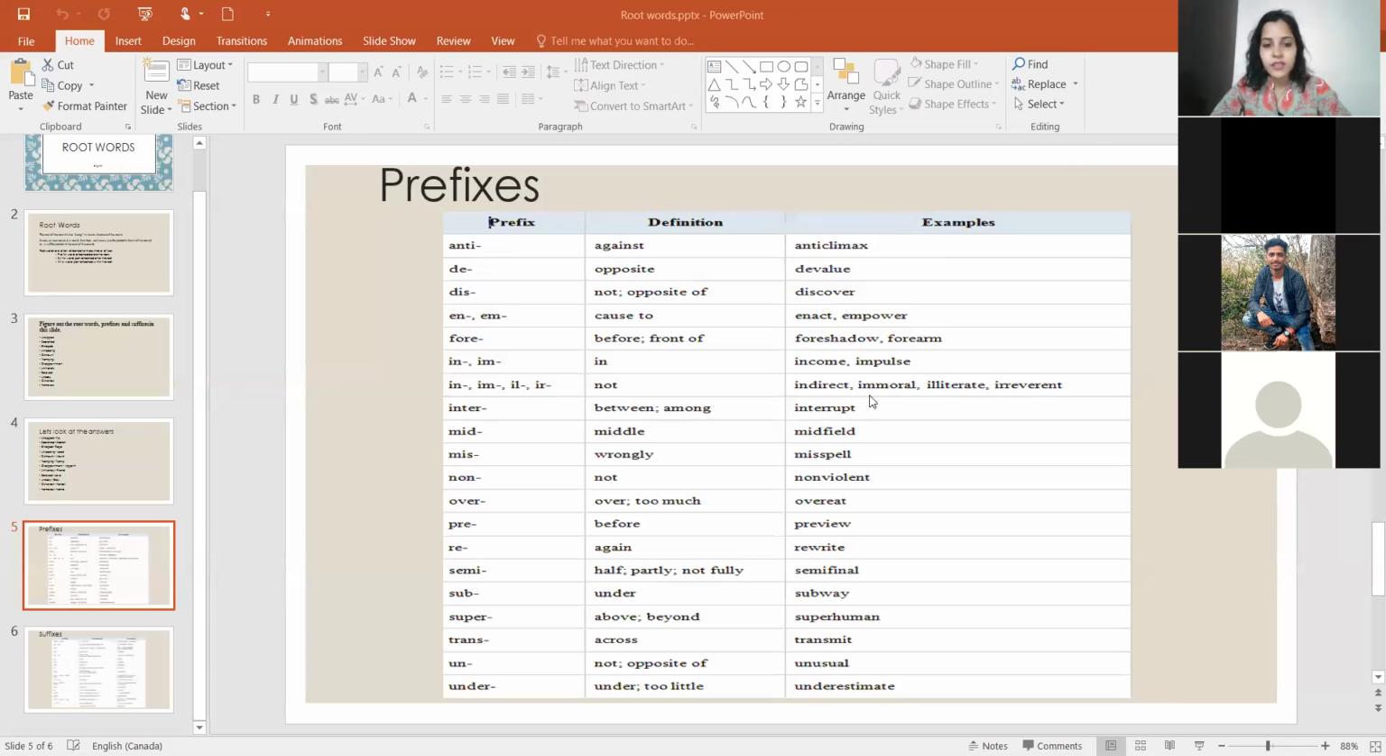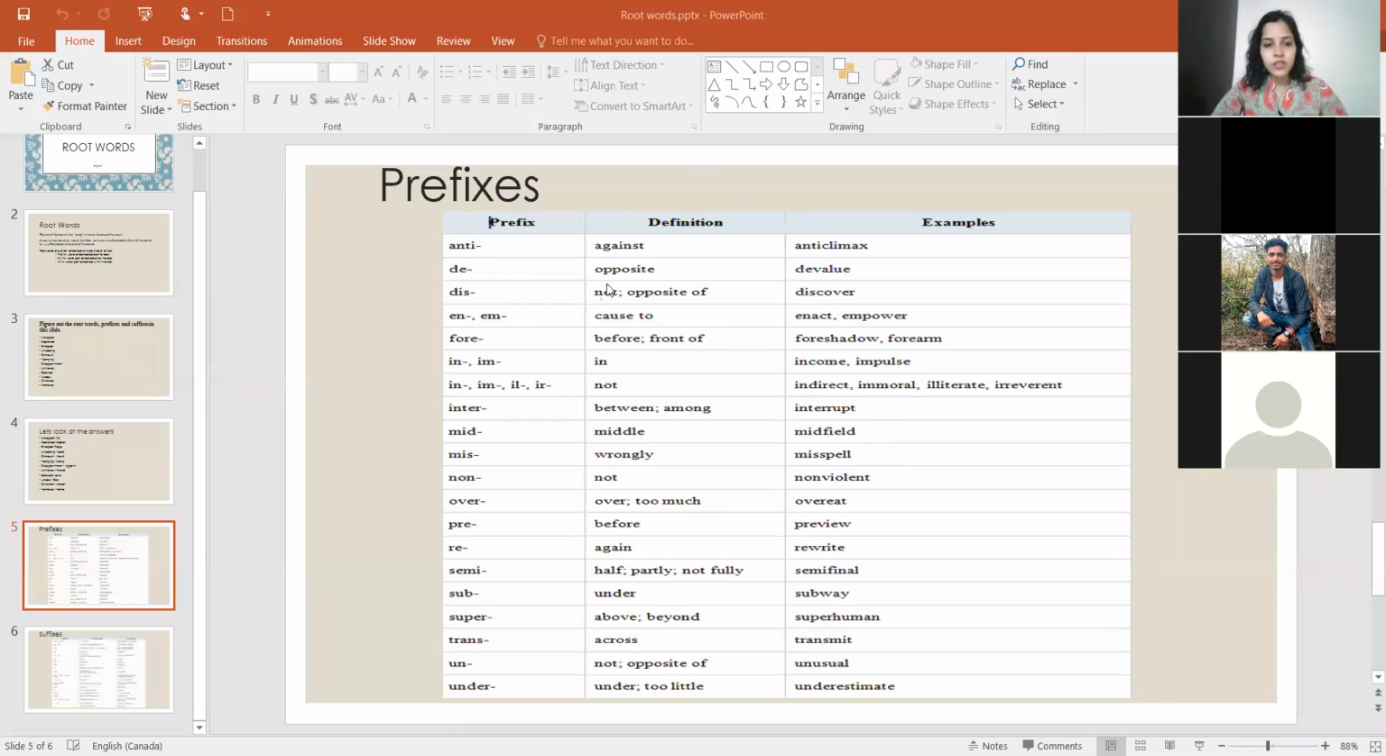Disable, disappointment, dislike, yes, disrespect, disjoint, disconnect, disadvantage, very true, disown, yes, discharge, okay, dishonest, disqualify, yes, again, yes, dislike, these are all true. So these are all correct examples of words where dis has been used as a prefix, right?